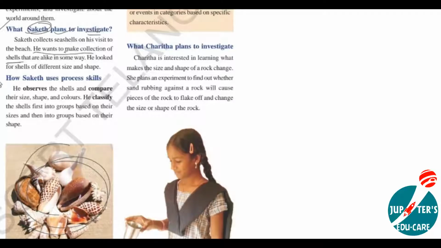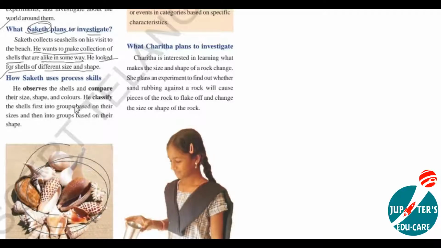Then he wants to make a collection of shells that are alike in the same way. So he looked for shells of different sizes and shapes. He wants to collect different types of shells in different shapes and sizes. The process skills help in his investigation. How do the process skills help Saket in his investigation? Let us see how Saket uses process skills.